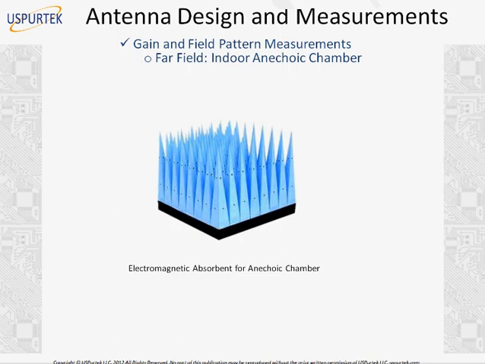Before I move further, this is just a picture of the electromagnetic absorbent material that you see on the walls of an anechoic chamber. This is one type of them, which is used to avoid reflections, but there could be different types too. If you search online on the web, you will find many different types. The idea is to avoid reflections from the walls when we're doing far field measurements in the anechoic chamber.